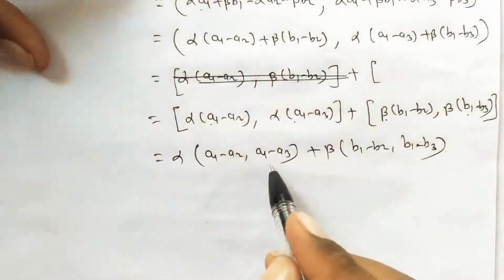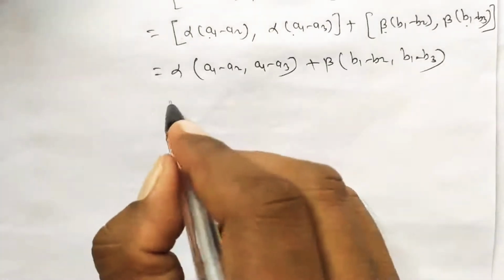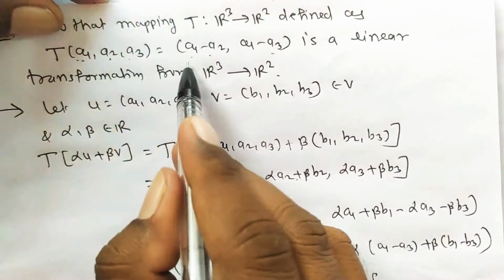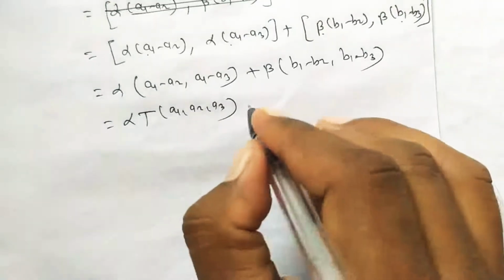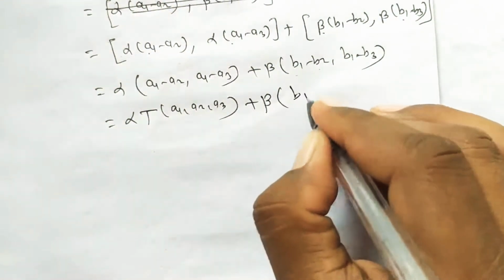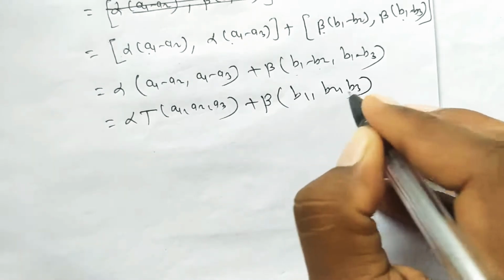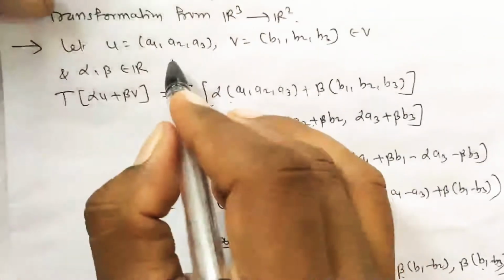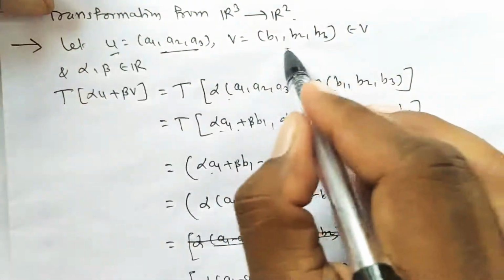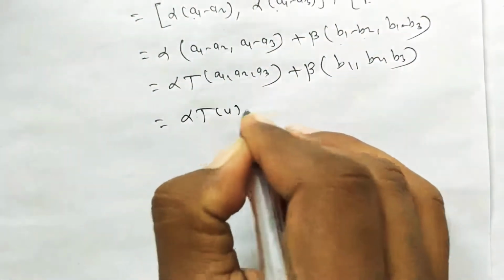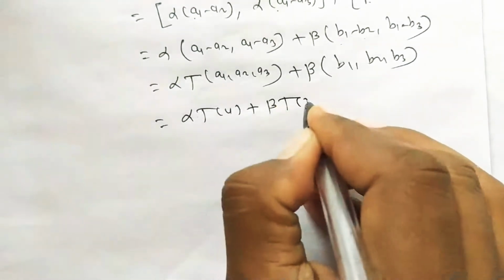What is this, (a1 minus a2, a1 minus a3)? This is T of (a1, a2, a3), which is defined in the problem. T of (a1, a2, a3) equals (a1 minus a2, a1 minus a3), plus beta into, what is this, (b1 minus b2, b1 minus b3)? This is T of (b1, b2, b3). And what is this (a1, a2, a3)? We assumed it as u, and (b1, b2, b3) we assumed as v. So this is equal to alpha into T of u plus beta into T of v.